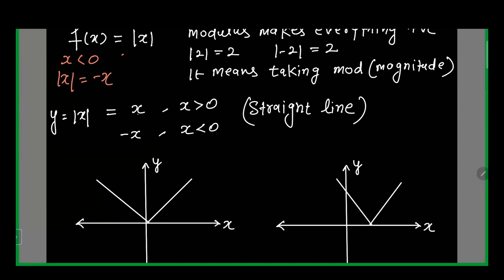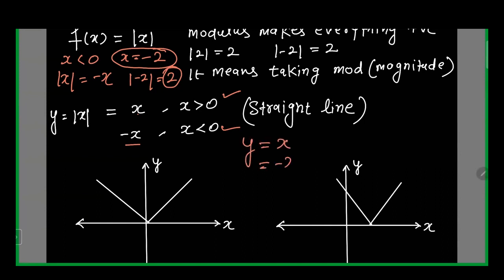Why? Let's say x is -2. Then mod of -2 will be 2. So you can clearly see that mod x is minus of x, and the answer you are getting is minus of x. So when x is greater than 0, the modulus function is x, and if x is less than 0, the modulus function is minus x. Now, once you get this, each piece is simply a linear equation, because y equals x or y equals minus x is simply a linear equation.